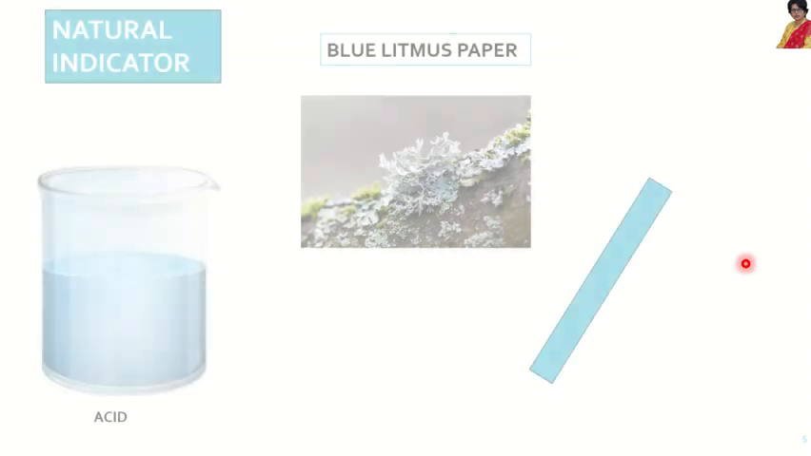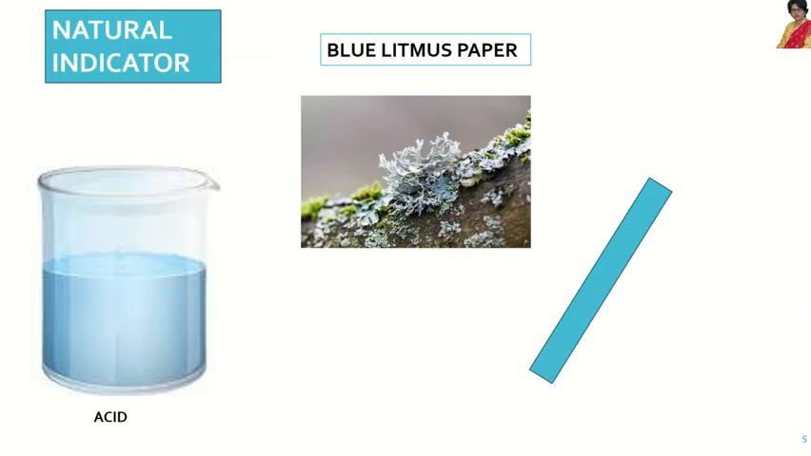First, we'll see about natural indicators. Natural indicators are obtained naturally. For example, litmus solution is obtained from the plant lichen. So we can make either litmus solution or litmus paper. This is a blue litmus paper which is used to identify whether a given solution is an acid or a base.